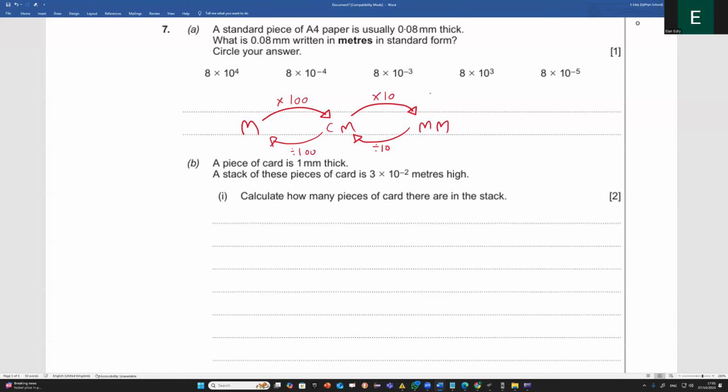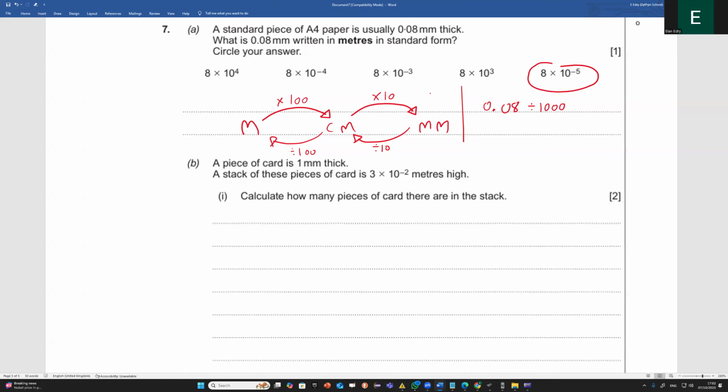Brilliant. So the calculation you've got to do is 0.08 divided by 1,000. Then you've got to work that out and put it into standard form, so have a go at that. Yeah, 8 times 10 to the minus 5. Brilliant.